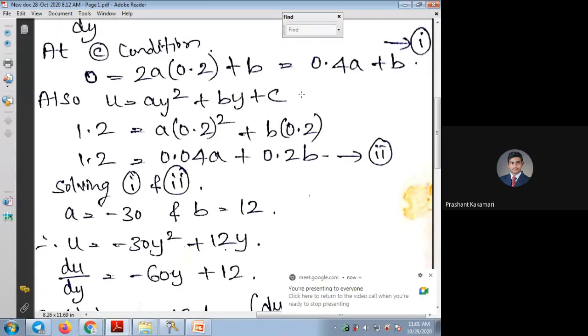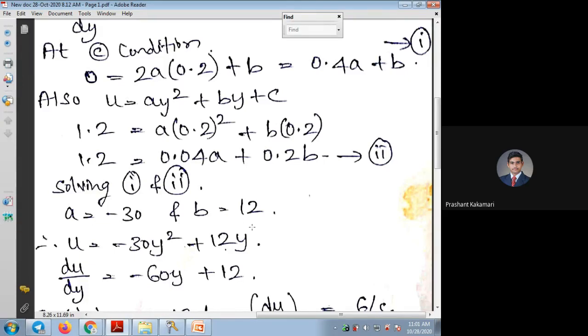Equations are 0.4a plus b equal to 0, and 0.04a plus 0.2b equal to 1.2. These are the two equations. Once you solve these two equations, a is minus 30, b is 12. I think you can solve this. Once you get minus 30 and 12 for a and b values, you can substitute in either the parabolic equation or the derivative of that parabolic equation for the velocity gradient.